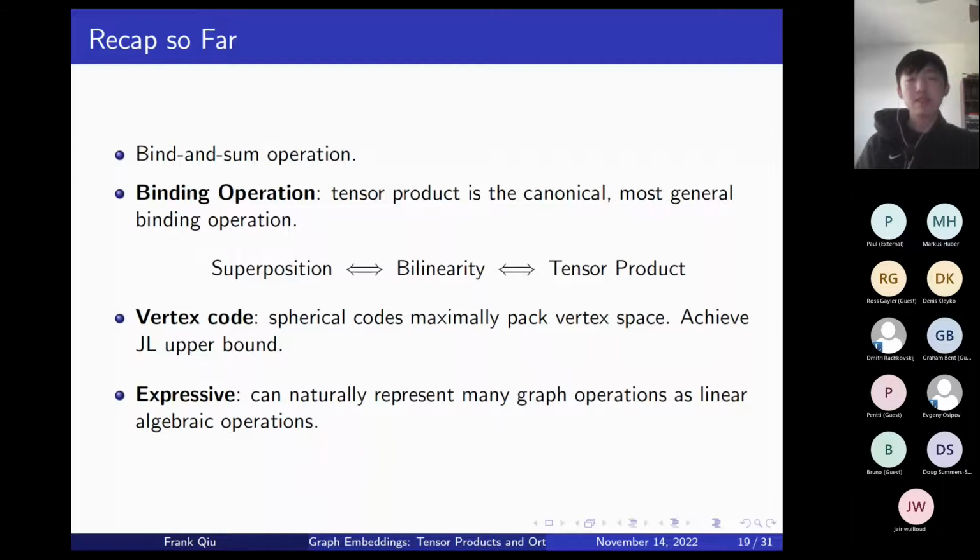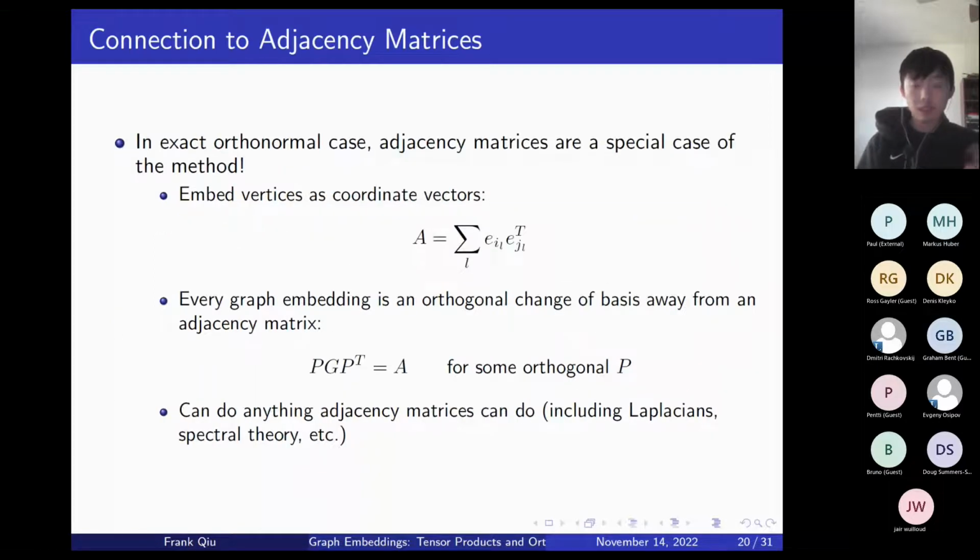And we'll conclude the first section with a connection to adjacency matrices. It turns out, or you might have noticed it before when I was going over some of the graph operations, that a lot of them seem to be very similar or exactly similar to things you could do with adjacency matrices.